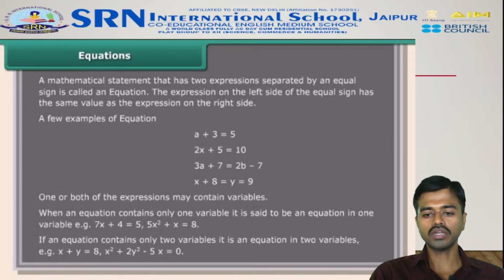If an equation contains two variables, that equation is known as an equation of two variables. That is x plus y is equal to 8, x square plus 2y square minus 5x is equal to 0. Here the variables are x and y.